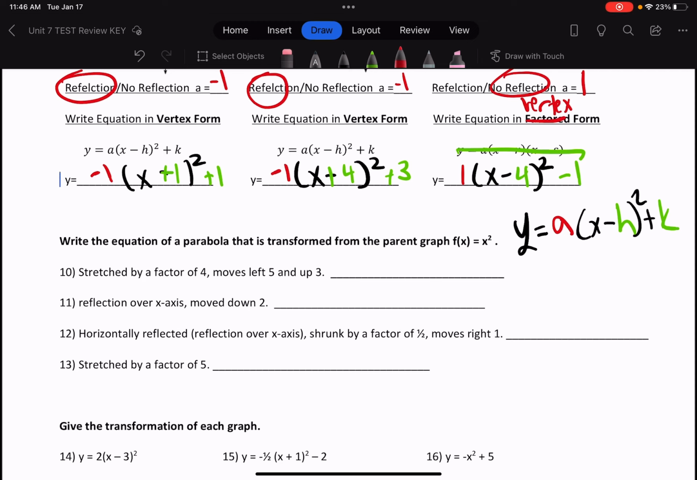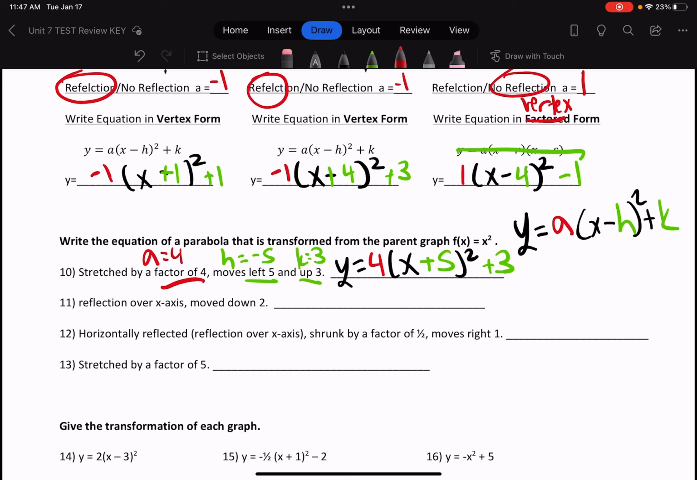So looking at number 10, it says it's stretched by a factor of 4, moves left 5, and up 3. That stretch value of 4 is going to be my a value. It says it moves left 5, so I know I'm going to have an h value of negative 5, and I'm going to have a k of positive 3. So writing this function out, I've got y equals 4 multiplied by (x plus 5) squared, because minus a negative is plus a positive, and then plus 3 for my k value.